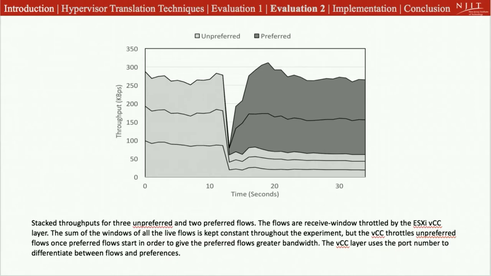In this figure, a time series of this experiment is shown. It shows that after introduction of preferred flows, the throughput of unpreferred flows drops due to receive window throttling, thus providing the preferred flows a larger share of bandwidth. The total throughput before and after the introduction of preferred flows remains relatively constant. Now you can see in this figure. Now this is how it was evaluated. Now let's move on to the next slide.